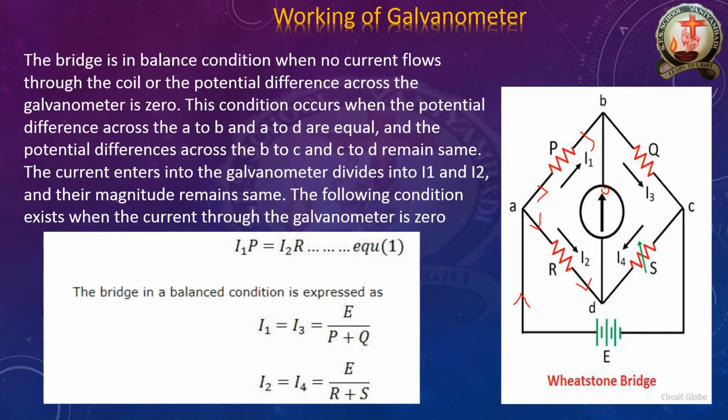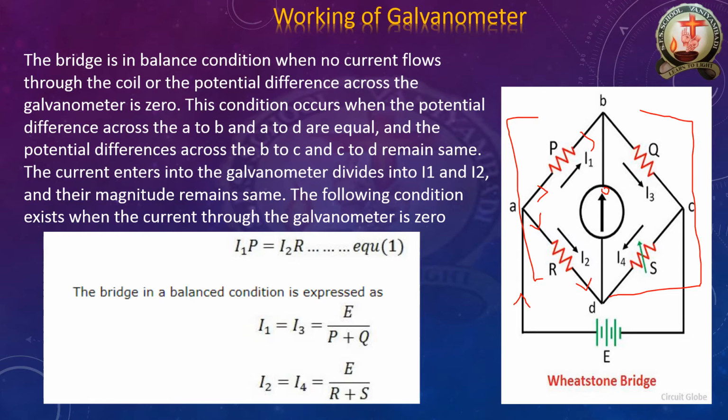What happens? The potential differences across B to C and C to D are different. So this is the same and this one gets opposite, because this is going to this side and this is going to that side. So the following condition exists when the current through the galvanometer is 0. In this condition, the galvanometer will show 0. So I'm going to explain clearly with the help of equations. I take this one and this one, for your understanding.